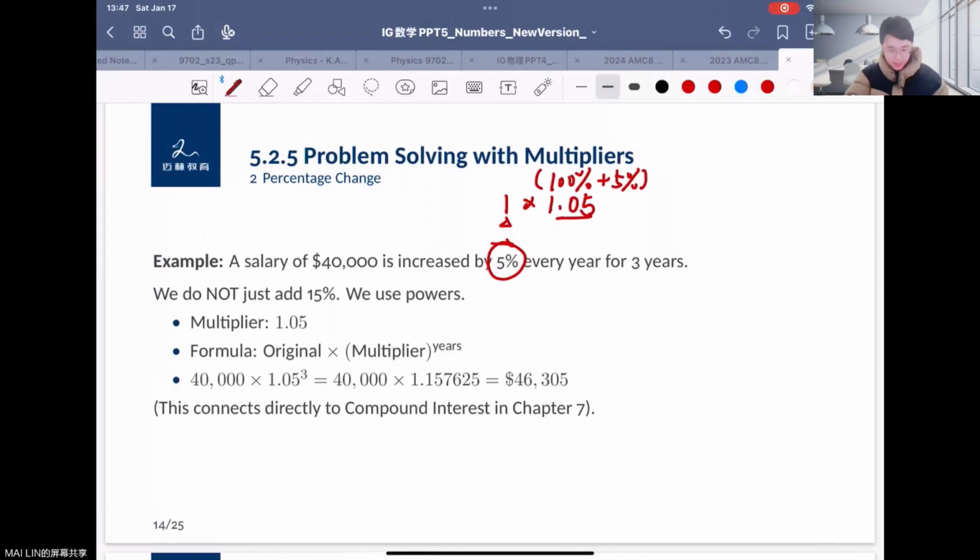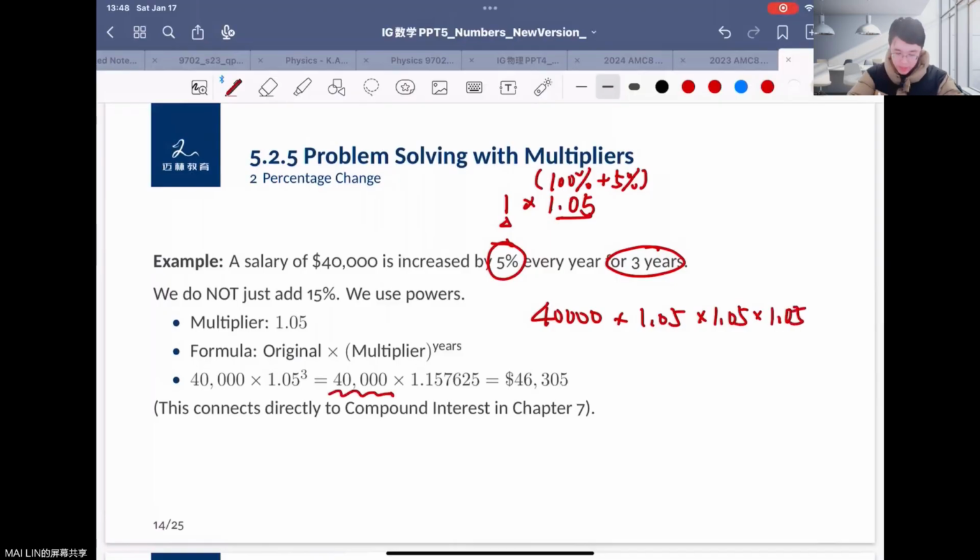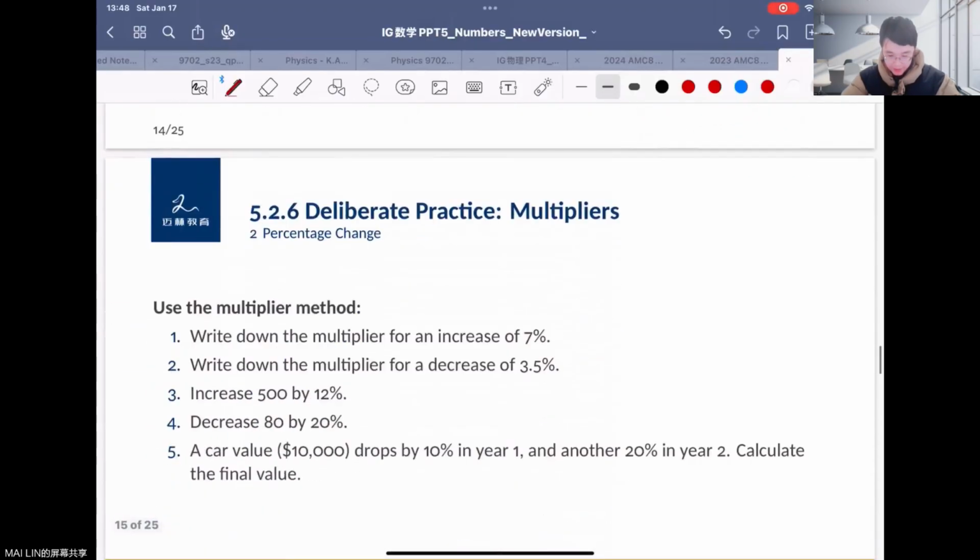Then for 3 years, we have 40,000, and the first year we times 1.05, then at the second year we also times 1.05, and then we also times 1.05, right? So finally, we can write it down as 40,000 times 1.05 cubed, which is 46,305. So this is the final result for problem solving with increases over many years.